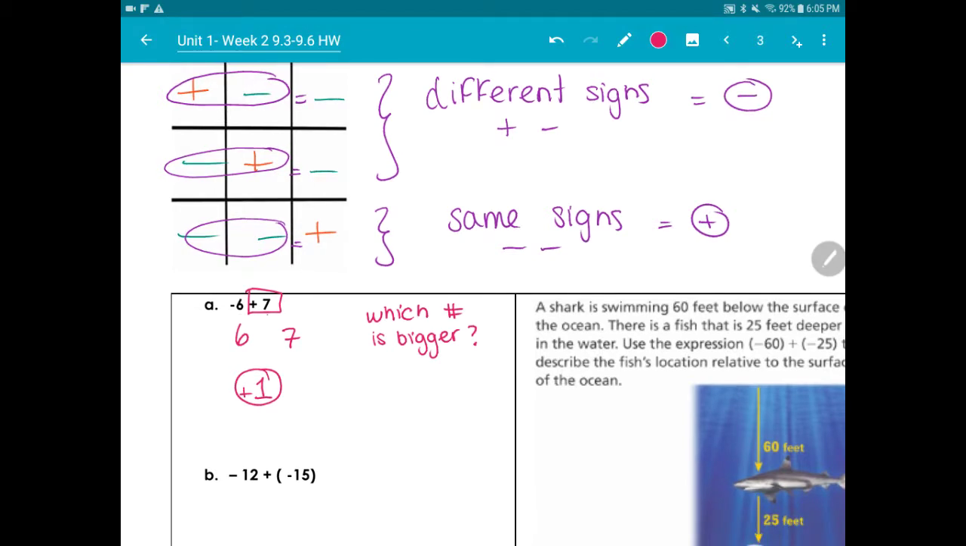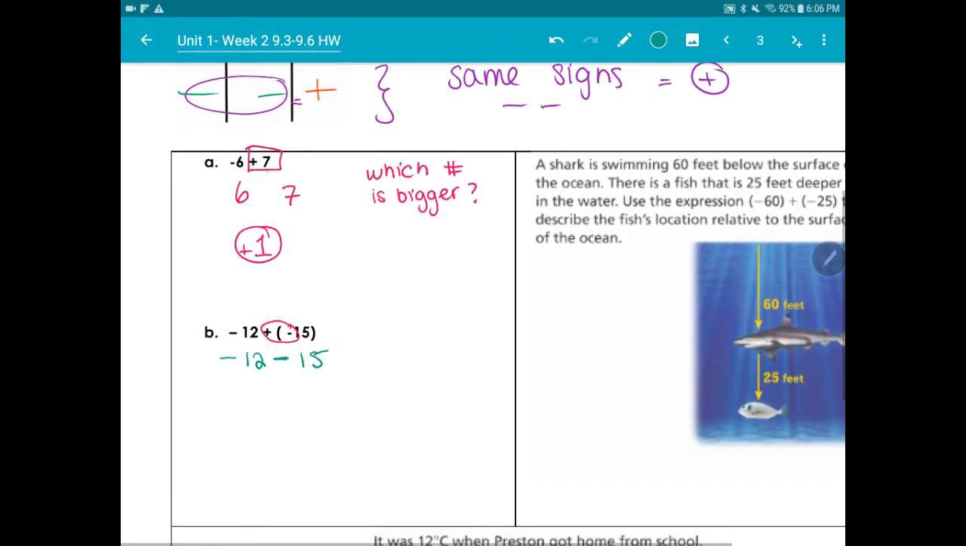Now the second one looks different because of this double sign. First, we need to get rid of that. So how do I get rid of that? I use my chart. When I have two things next to each other, are they different? Are they the same? They're different, so that means to subtract. So I'm going to rewrite this question as 12, take away 15.